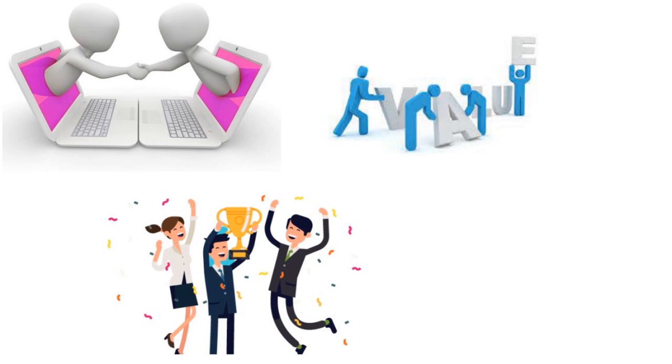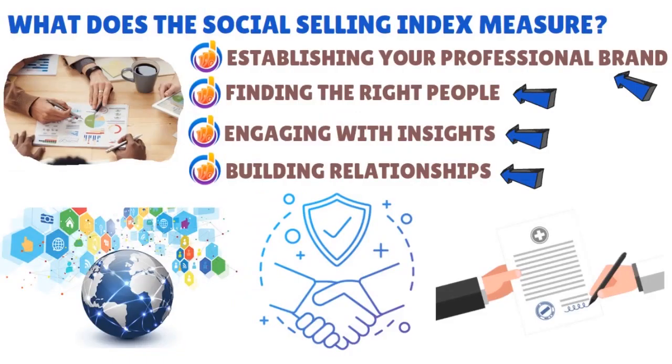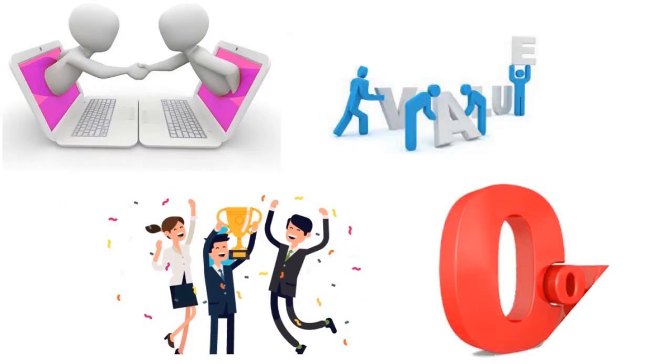One thing I want to say here is that if you think about your SSI score, those four items, establishing your professional brand, finding the right people, engaging with insights, and building relationships, are not equally allocated. They're not 25% each. LinkedIn doesn't really publish how they allocate the percentage, but I just want to let you know that it's not really equal.